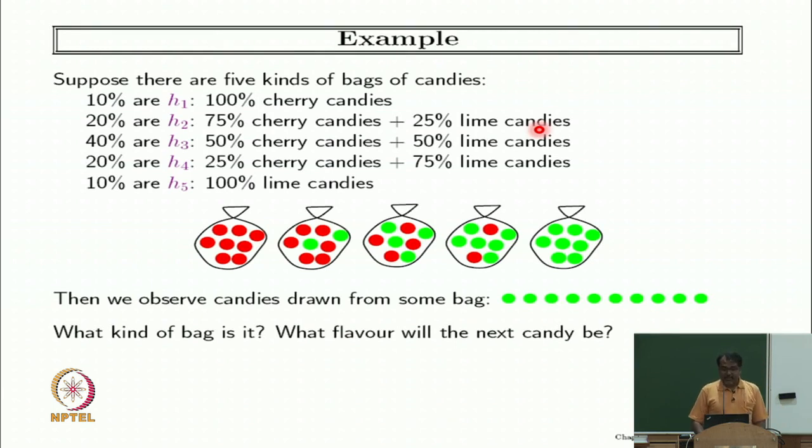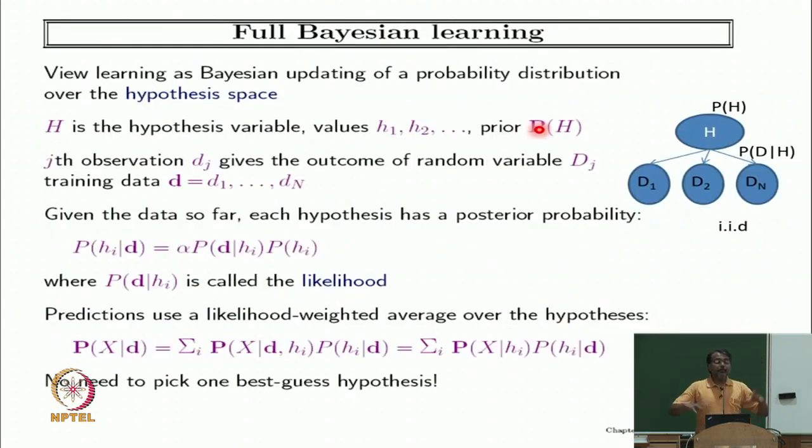Now, notice that what kind of bag is it is a learning question. I gave you 5 hypotheses, 5 models of the world and I gave you some data from that distribution. Now, based on that data you figure out which model of the world you are in, that is the learning problem. Given the model, you figure out which flavor the next candy would be, that is the inference problem. This is called full Bayesian learning. We view learning as a Bayesian update of the probability distribution over the hypothesis space.